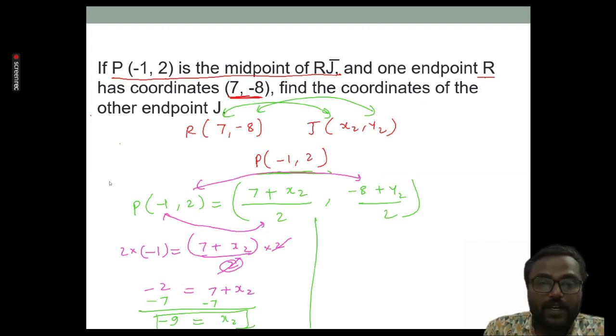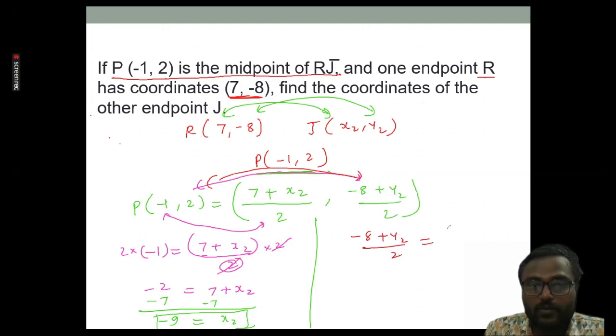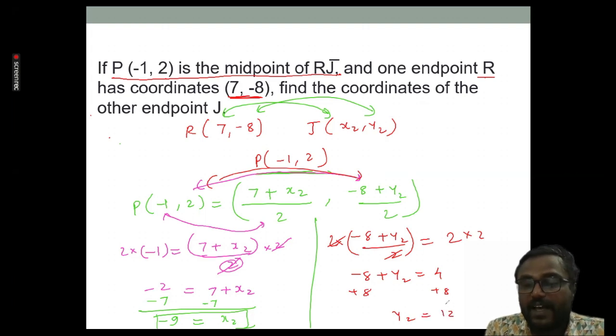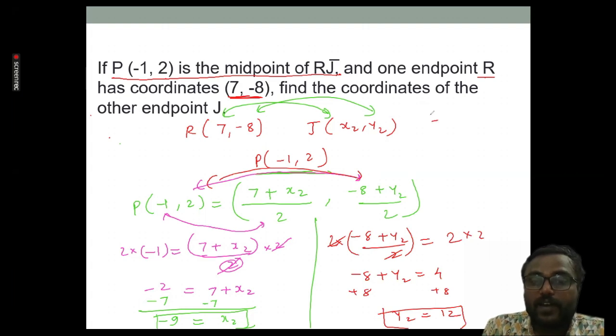Now I'm going to find the value of y2 by equating this both equations. So negative 8 plus y2 over 2 equals 2. I'll just multiply both the sides with 2. This 2 will just get cancelled out. So we have negative 8 plus y2 is equal to 4. I'll add 8 to both the sides and we have y2 equals 12. So the endpoint J will have nothing but negative 9, 12 as its coordinates.